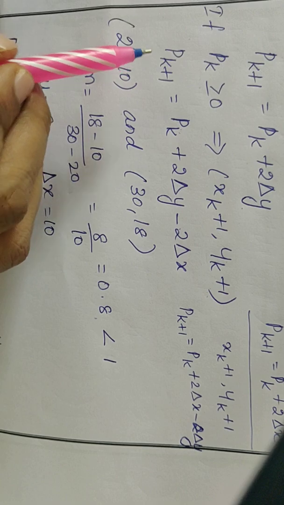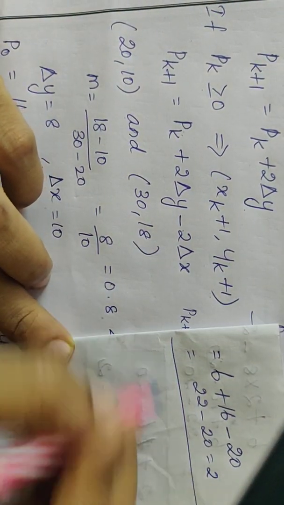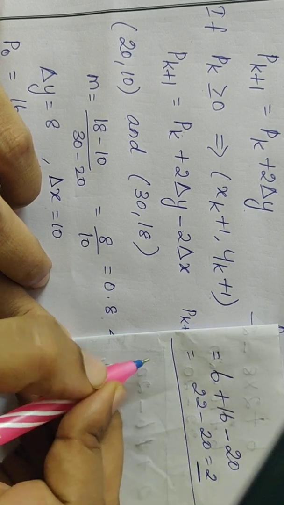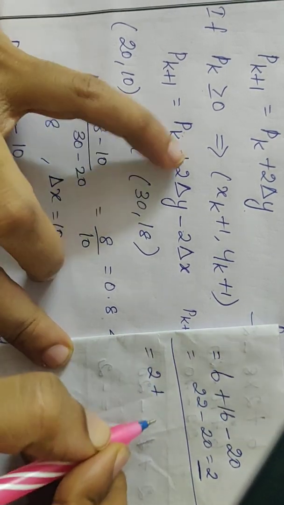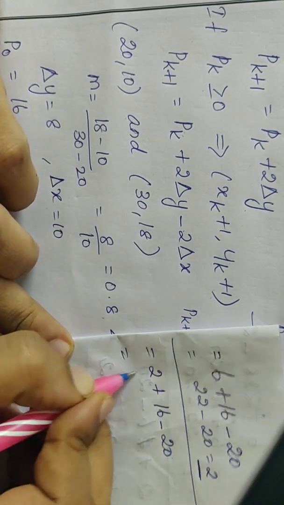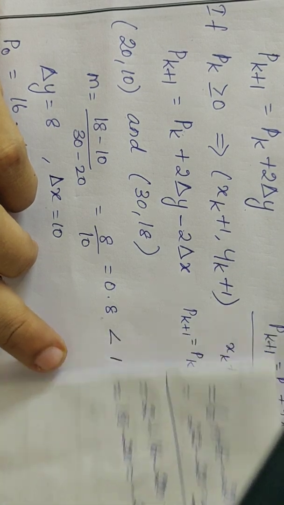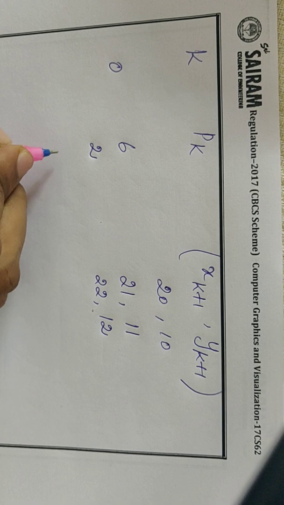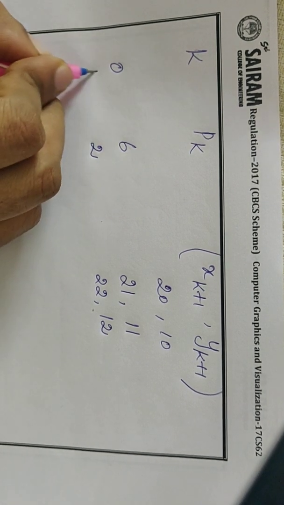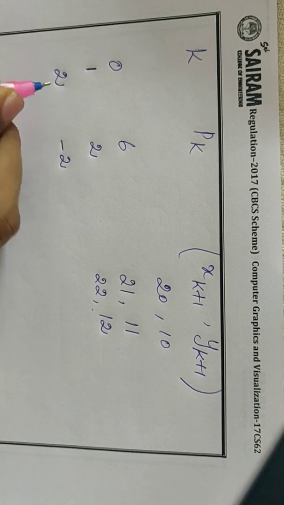I have to use this formula. I'll take a rough sheet and calculate it. So it is previous decision parameter 2 plus 16 minus 20, which is equal to 18 minus 20, which is equal to minus 2. Right. So before that I'll write iteration 1. So minus 2 becomes my next iteration.